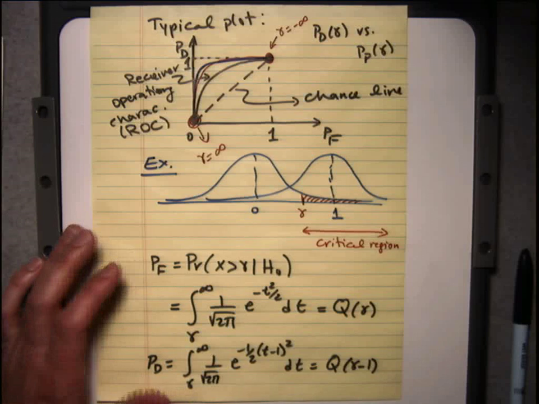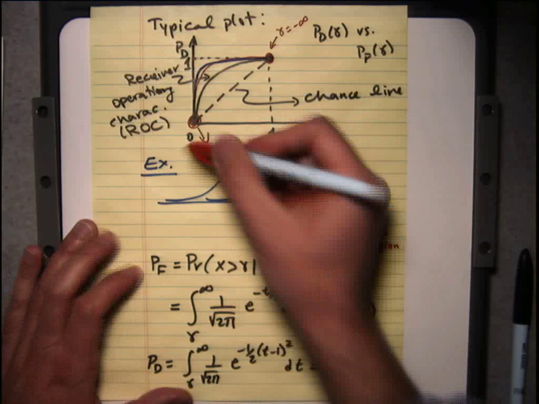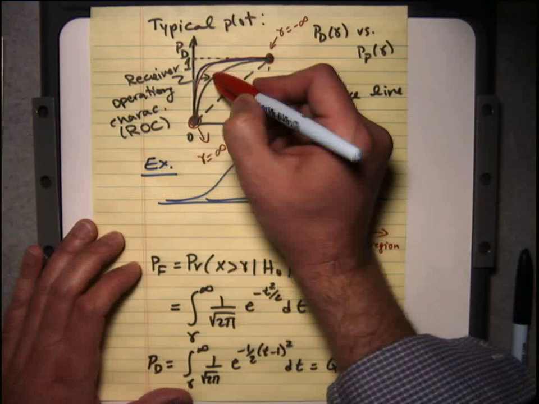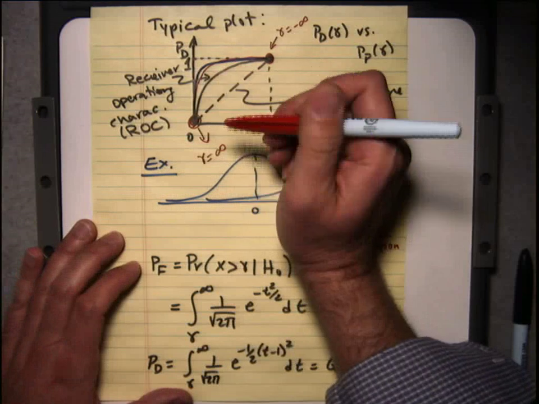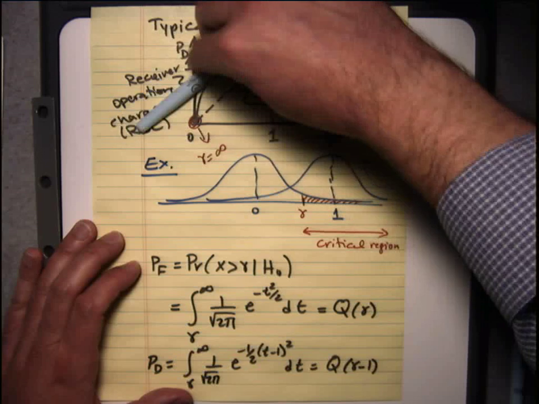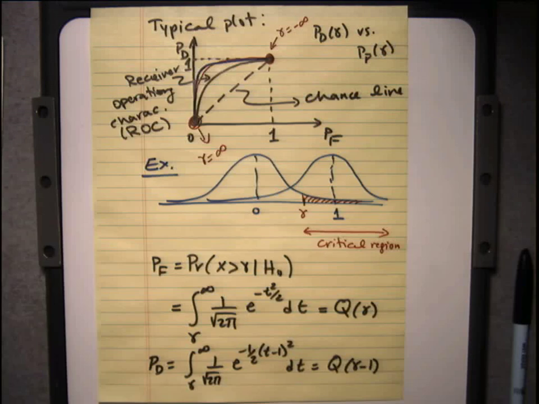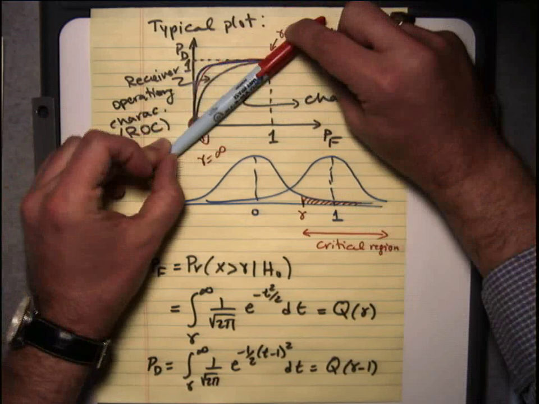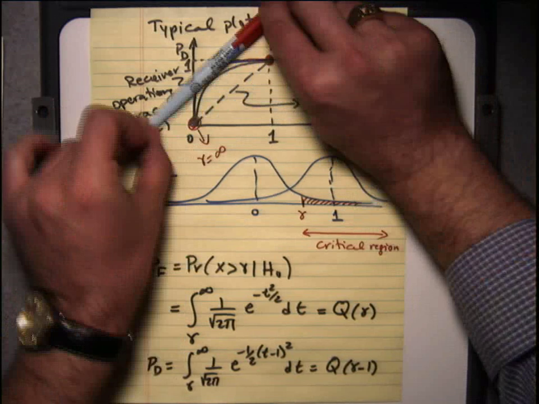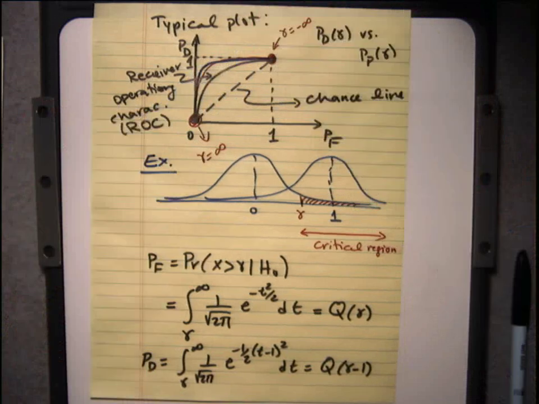And it turns out, somehow magically, that point is a point on this curve where the slope is exactly 45 degrees. So it'll be a point like that. It turns out that point will be on a line that's parallel to the chance line. So you move the chance line up until you hit that curve at a tangent, and that point will be the point that minimizes the probability of error.